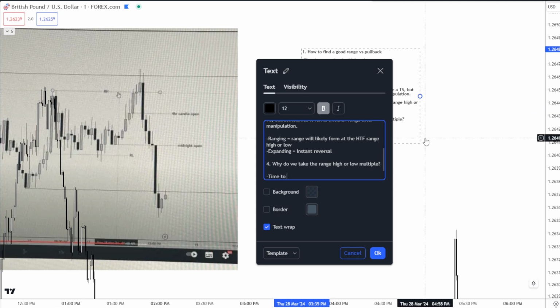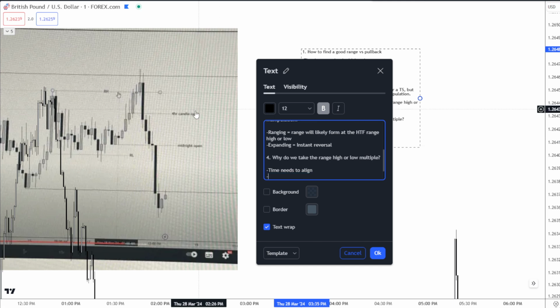So that brings me back to the first point. The time at which we take the high or low is important, right? Time needs to align. And then second of all, here I'm guessing he's talking about why didn't you short here on this candle when it took it. It would be because of this key level, right?